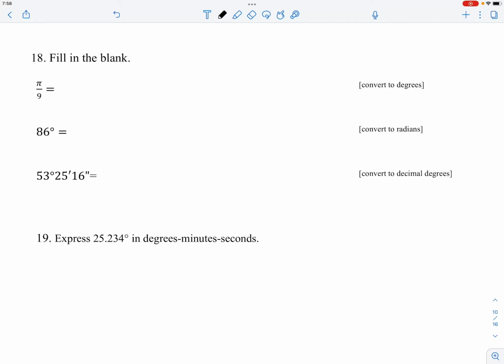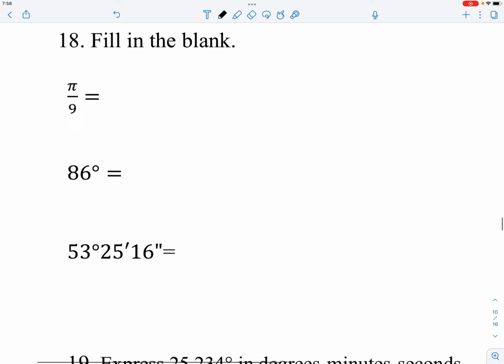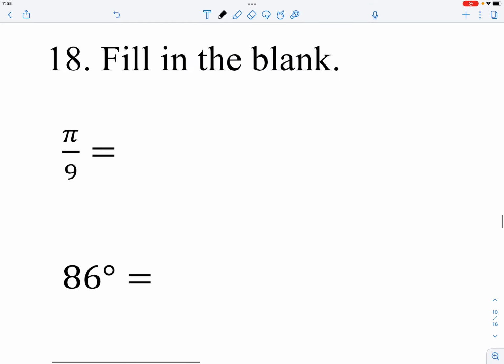Okay, for question 18 and beyond, it's our calculator portion. So yes, we can use a calculator, but we need to make sure that we know how to use a calculator. So for number 18, we are trying to convert the radian measure into degrees. Now, for this one, we actually don't quite need a calculator.